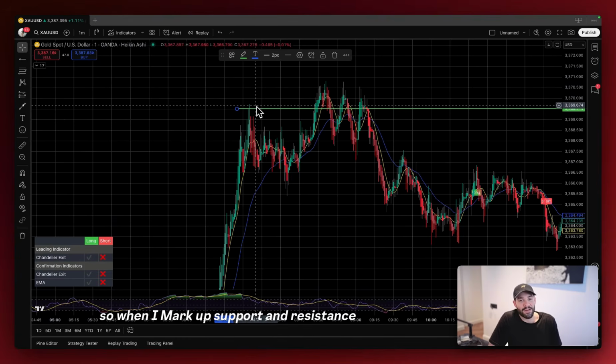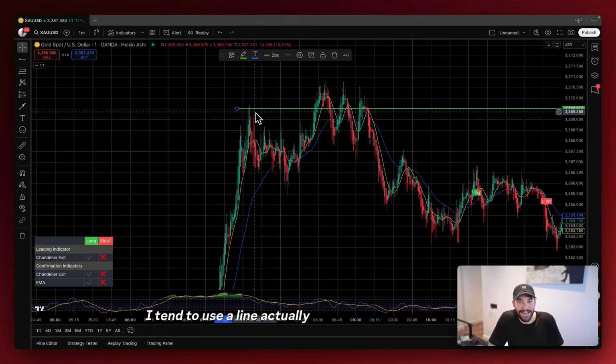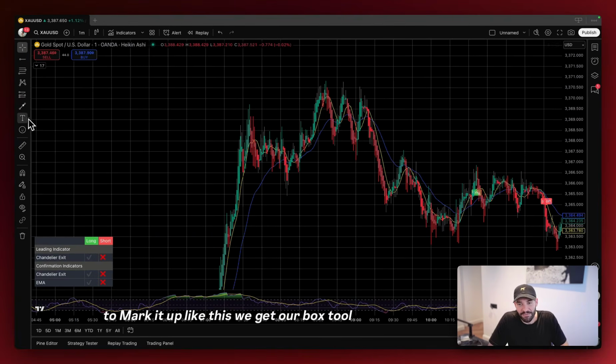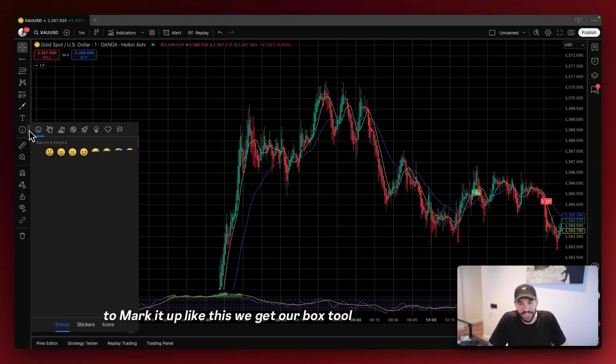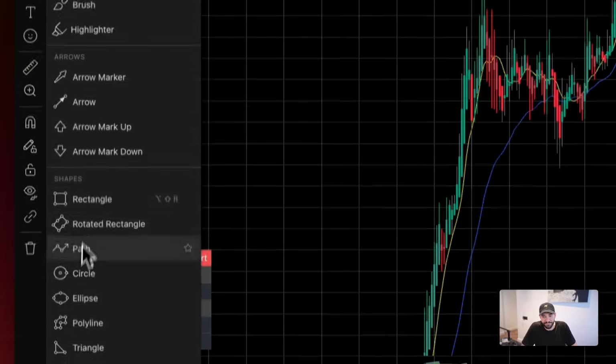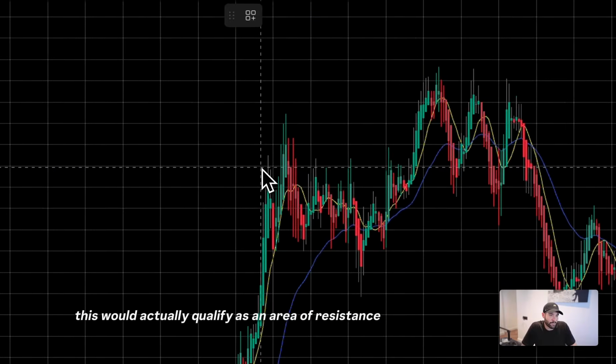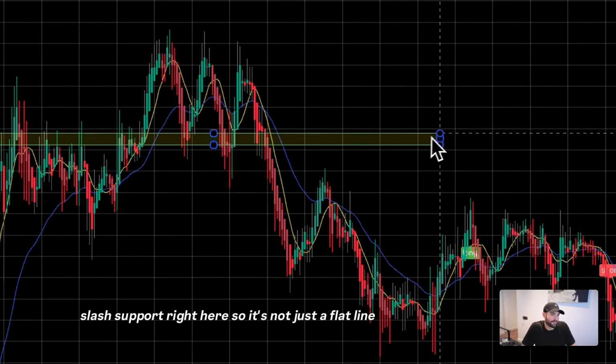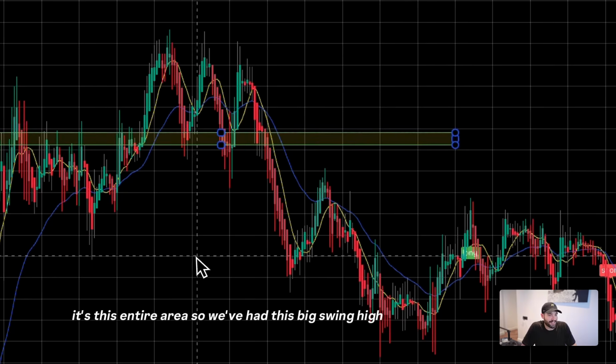So when I mark up support and resistance, I tend to use a line, but actually support is not just one level. It's not just a flat line. It's actually an area. So it's a key area, not a key level. And it would be a lot more sensible to mark it up like this. If we get our box tool, this would qualify as an area of resistance / support right here. So it's not just a flat line, it's this entire area.